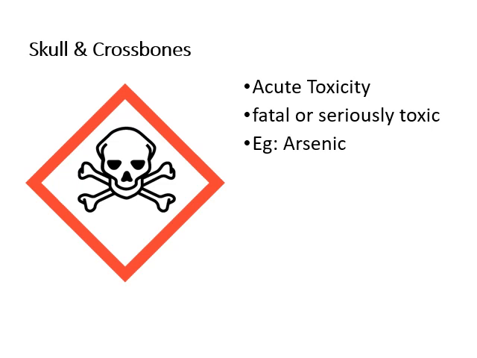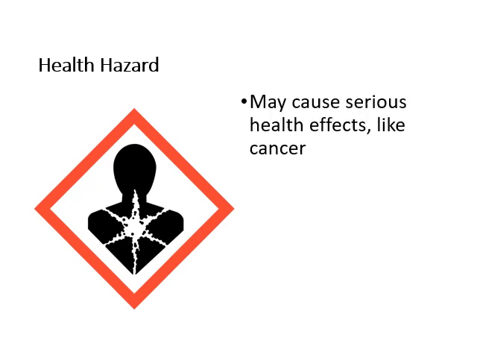The next symbol is the health hazard. This shows a person with all their insides kind of demolishing. So this is going to be something that can cause serious health effects like cancer. In the olden days, we used a lot more toxic chemicals in the lab, like benzene to clean out glassware. We used formaldehyde to preserve specimens. We don't use formaldehyde anymore. We use something a lot safer because formaldehyde can be cancer causing.